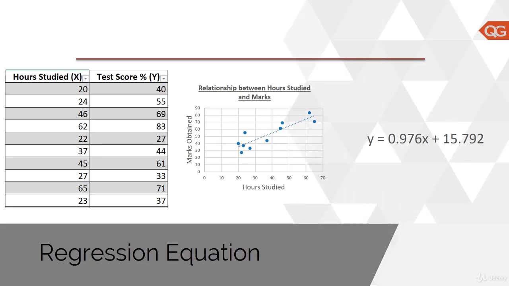So here, based on the data which I have and the scatter plot which I have, we have this equation: y is equal to 0.976x plus 15.792. This is the regression equation for this data. How did we find this equation? We are not covering it in yellow belt. We will do that in green belt or black belt. But for this level, let's understand that you can find out an equation something like this.